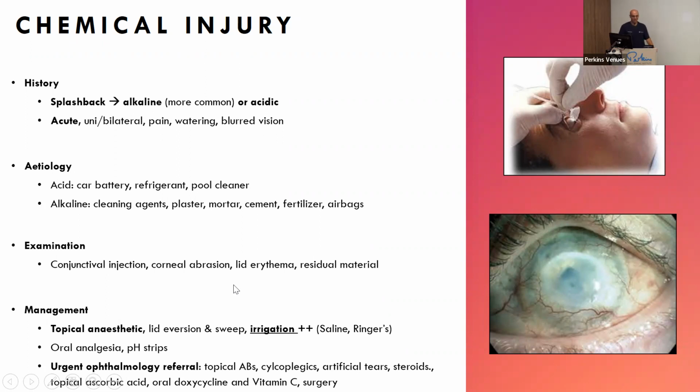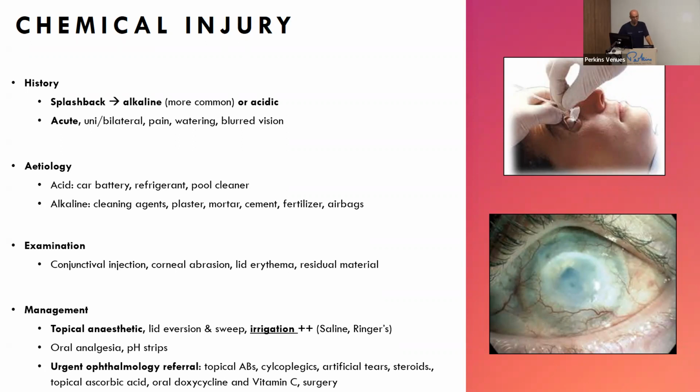And then you want to discuss it fairly quickly with us. Whether or not we end up needing to see them, very often we will. And we can do lots of things for these people. Topical antibiotics have a role, cycloplegics have a role with comfort, steroids have a role, and then we use oral agents as well, doxycycline, vitamin C, which are involved in collagen synthesis or slowing down collagen breakdown, which is what happens when you've got a chemical corneal injury. And then if it's really bad, then they'll need to go to theatre for limbal cell transplant or what we call an amniotic membrane graft. So there are surgical options as well.